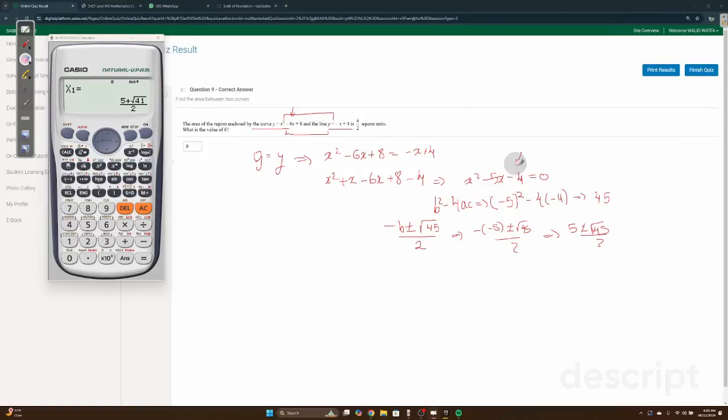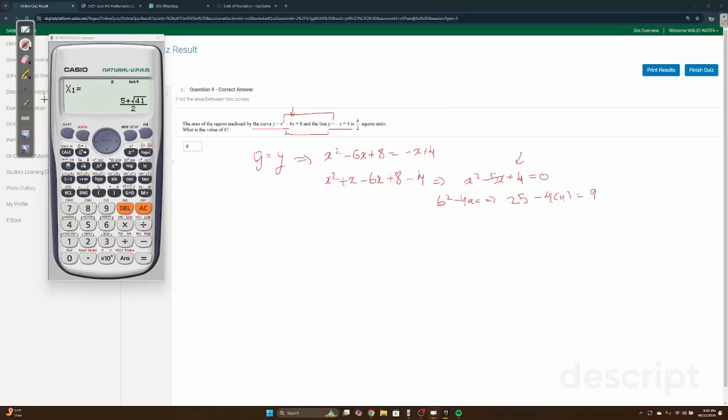Why did I put -4? I don't know how I put -4 for 8 minus 4. It should be plus. Let me rewrite this. Let me find the discriminant. It's b squared minus 4ac. So it's going to be 25, because -5 squared is 25, minus 4 times 4. So it's going to be 9.